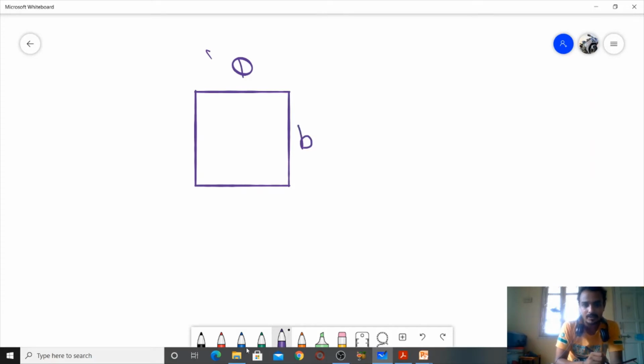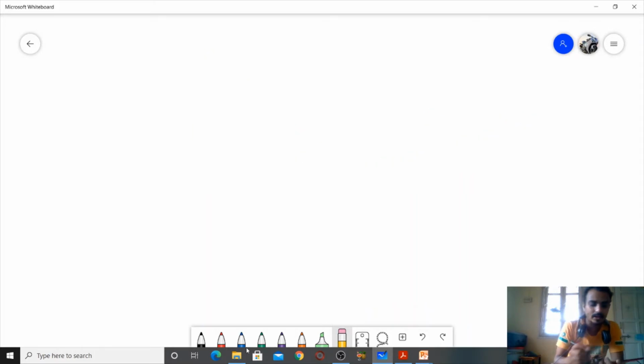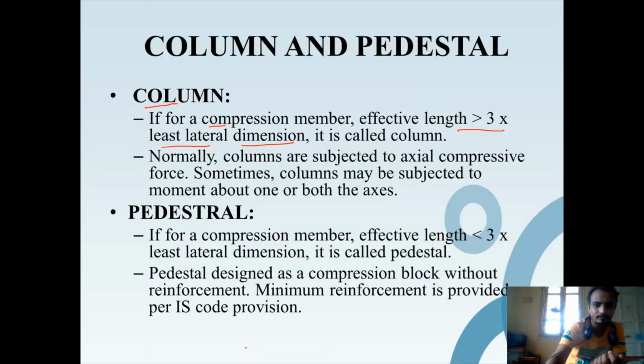So what does least lateral dimension mean? It means the minimum dimension between these two, depth and width, same as a beam. So it's called the least lateral dimension into 3, and this is called a column.